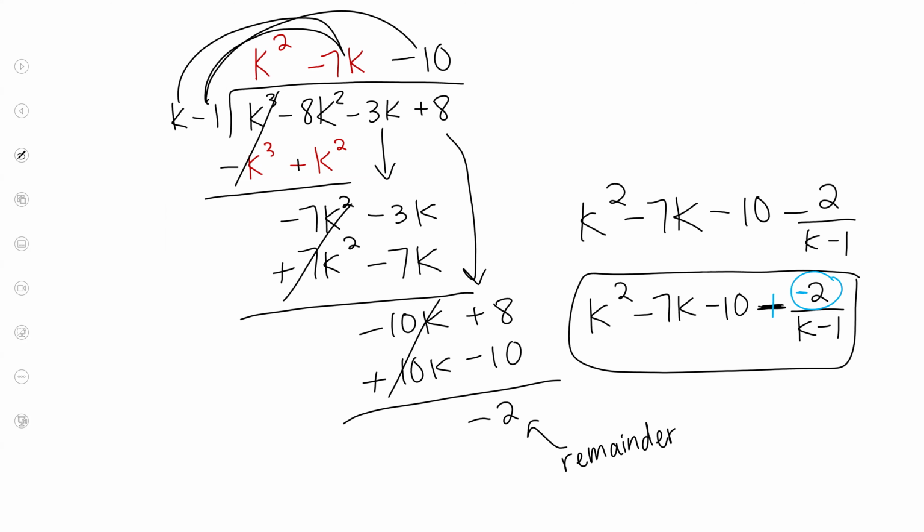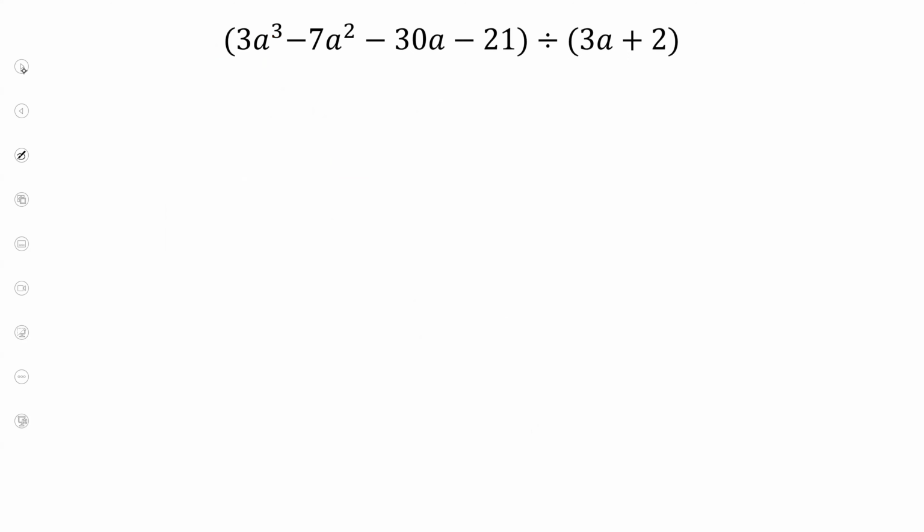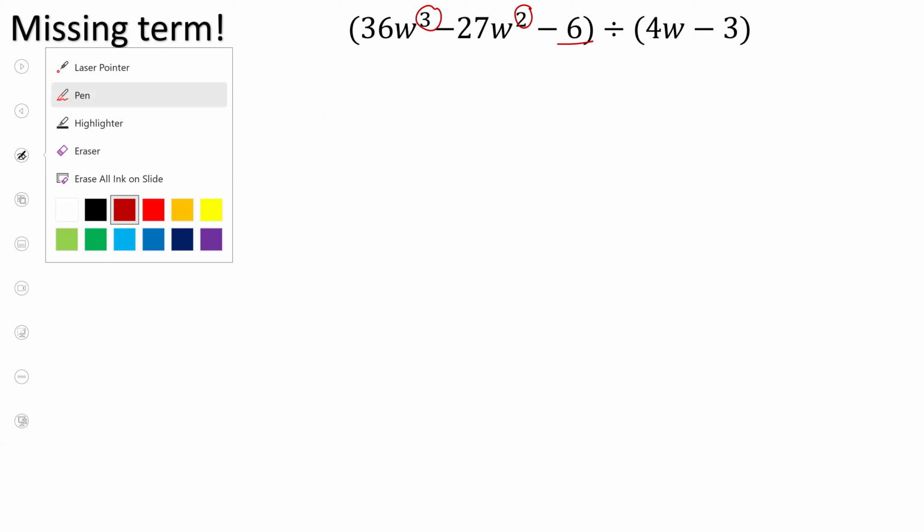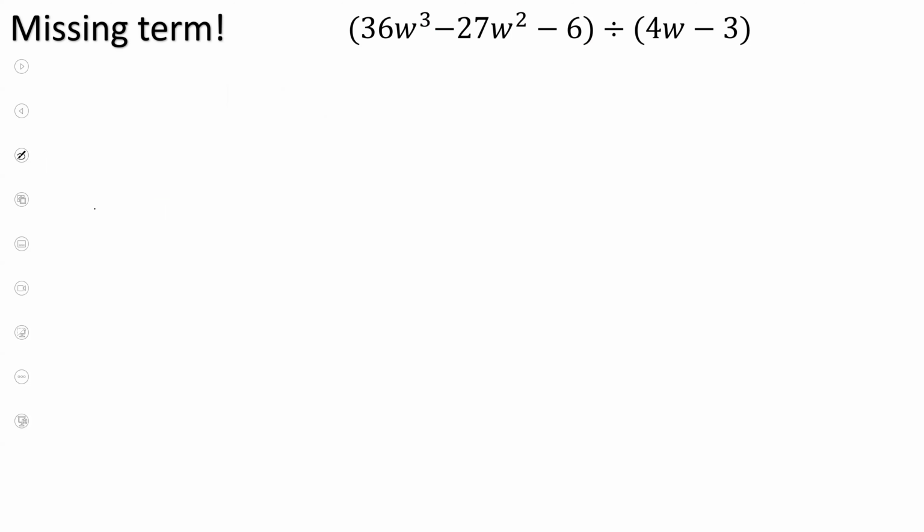Okay, now let's move on to some examples where you're missing a term. So guys, go ahead and flip over in your notes. We're going to do a problem where you're missing a term. So guys, notice on this one, which term are we missing? The W, the linear term. We go from cubic, quadratic, we're skipping linear, and we're at the constant. So whenever you are missing a term, I'll show you what you're gonna do.